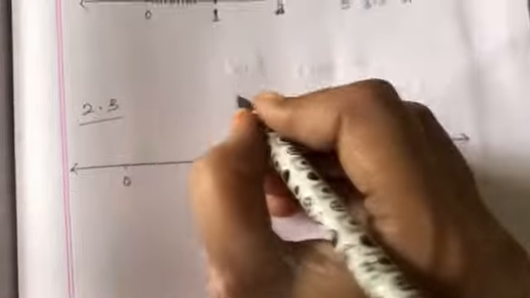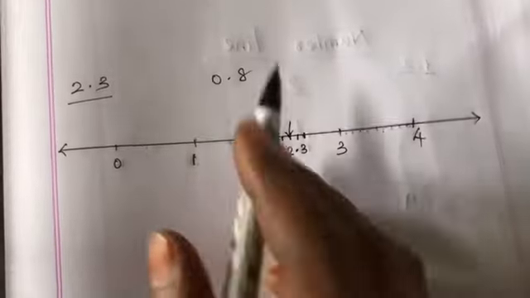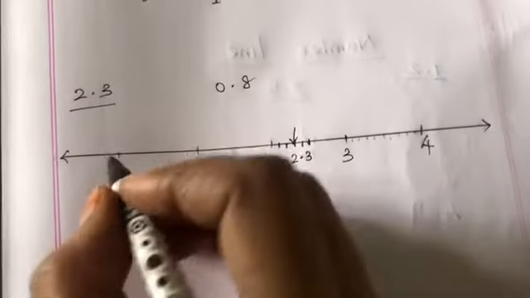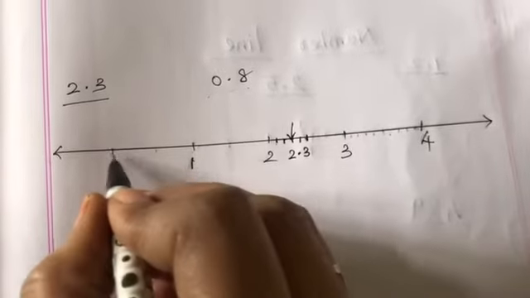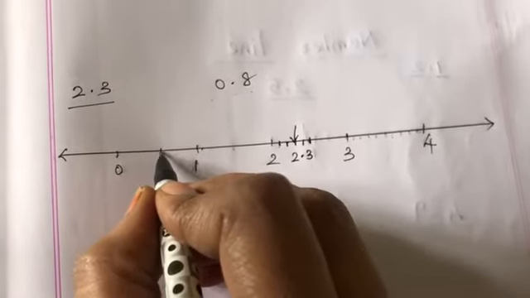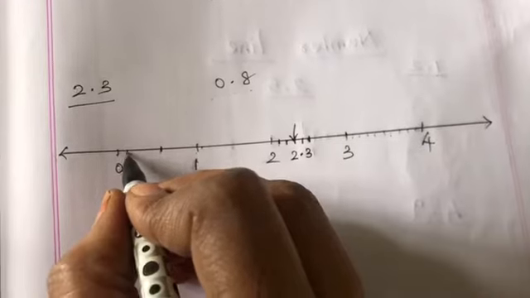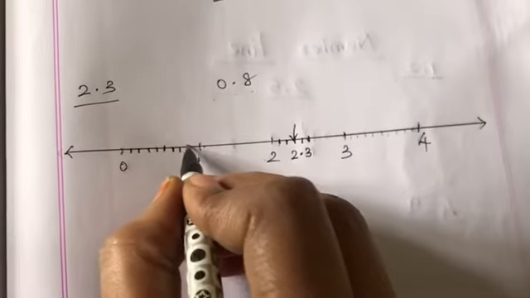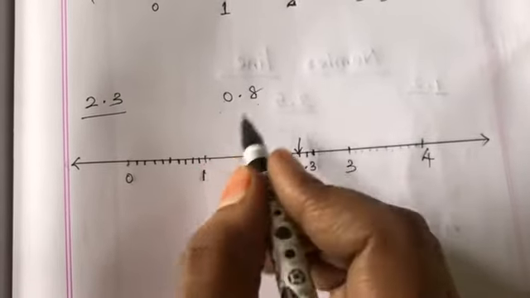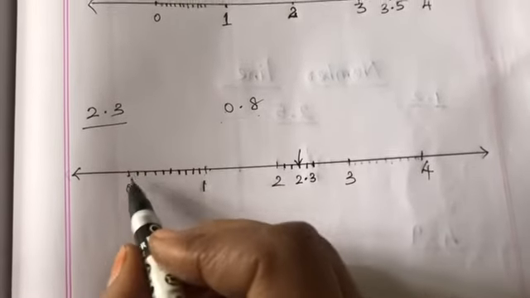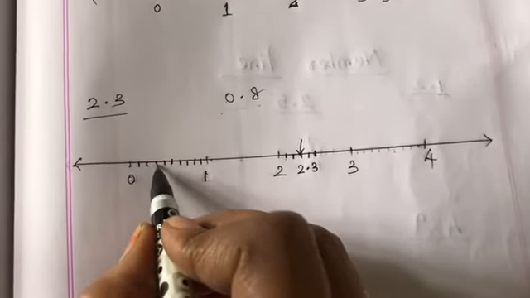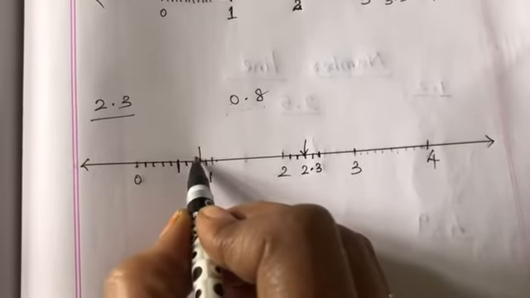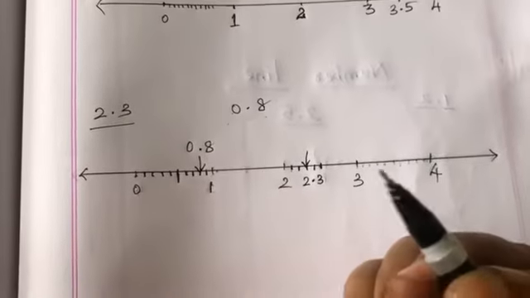Okay, so 0.8. 0.8 means that the number should come between 0 and 1. Right? So you have to divide the places between 0 and 1, and this is 0.5. So 0.1, 2, 3 and 4. This is 5, 6, 7, 8 and 9. So 0.8 means the 8th smallest line between 0 and 1. This is 0.1, 0.2, 0.3, 0.4, 0.5, 0.6, 0.7 and this is 0.8.